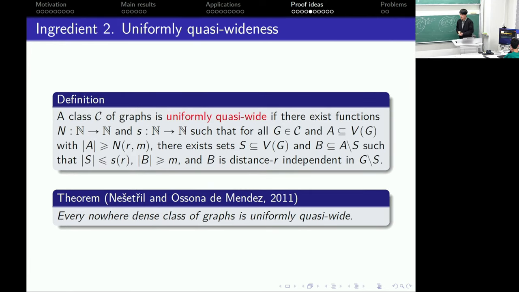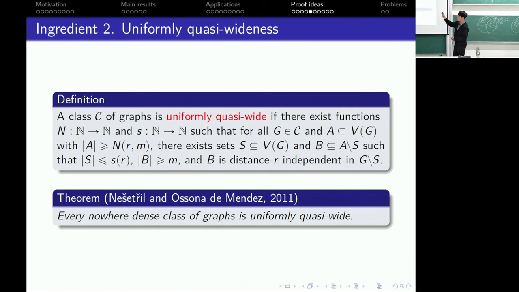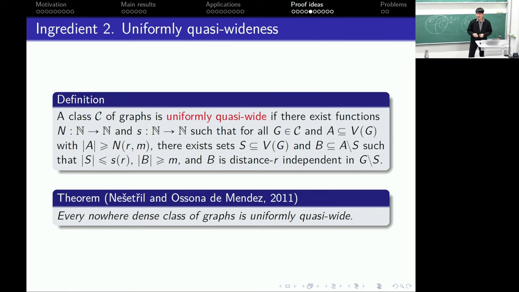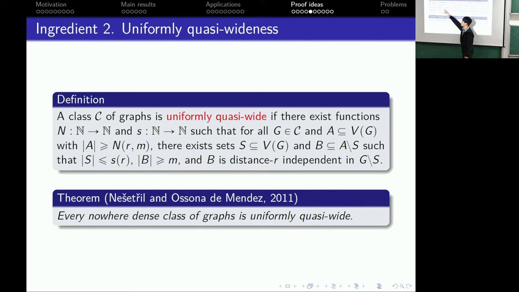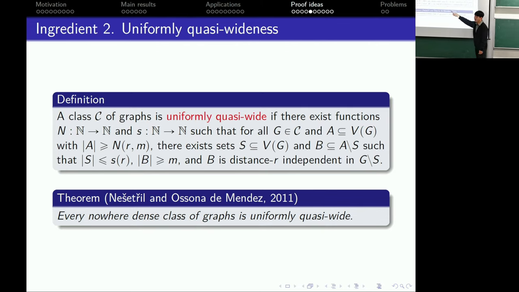So the second ingredient is a super nice property of a novel dense class of graphs, which is called uniformly quasi-wide. I will explain why it is called uniformly quasi-wide. A class of graphs is called uniformly quasi-wide if there are some functions N and s, so that if we take this many vertices, then we can always find a distance-r independent set B in G minus S by deleting some small number of vertices S.